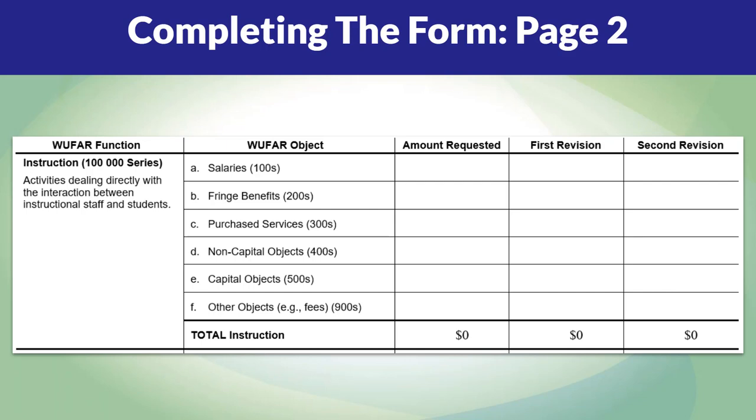If you need to exceed 2 budget requests in a fiscal year, you should continue to shift the revision columns appropriately. For example, if you are submitting a third budget change request, put your most recently approved budget in the first revision column and your proposed changes in the second revision column. The amount requested column should always remain your initially approved budget.